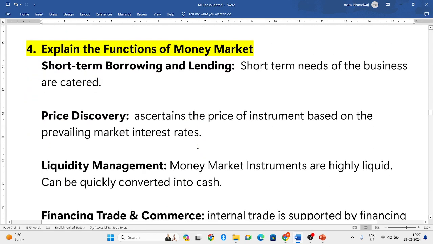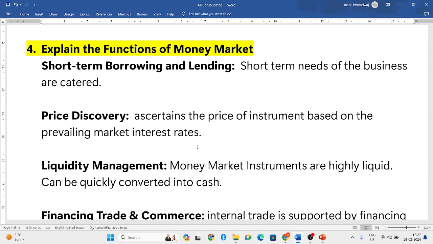Next, you have: explain the functions of money market. When you listen to the word money market, the first thing that should come to your mind is that the maturity period is less than a year. So let us check the functions of money market. First is short-term borrowing and lending. As you all know, the maturity period is less than a year. So if a company wants money for only 2 months or 3 months, the short-term needs of the business are catered to in the money market.